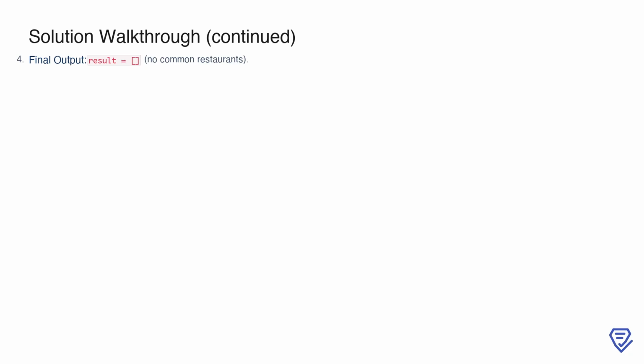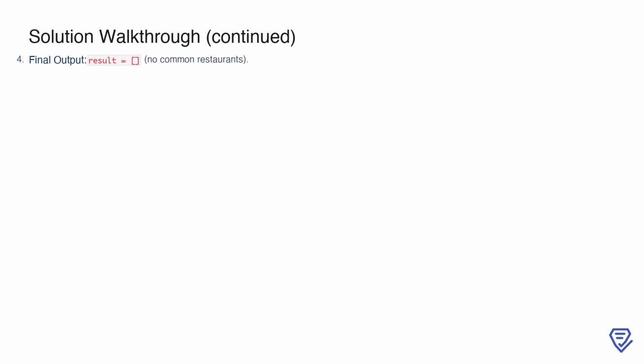As we process list 2, we check each restaurant one by one. The first restaurant, Piatti, is not in index_map, so we move on. Similarly, the second restaurant, Hungry Hunter, is also not in index_map. Since we have now checked all restaurants in list 2 and found no matches in list 1, the result remains an empty list. This indicates there are no common restaurants between the two lists, and the final output is an empty list.